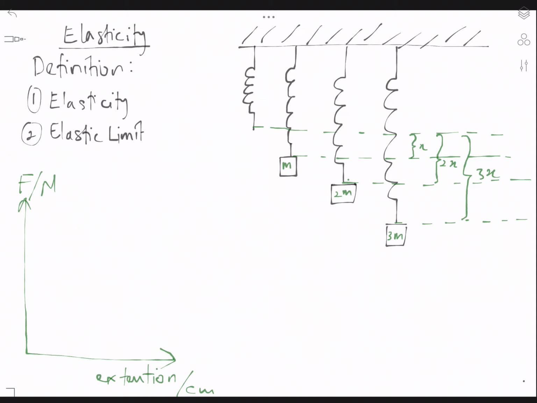Our next topic is elasticity. There are two definitions that you need to know. The first one is elasticity, but I'm not going to write it for you. You have to listen carefully. I'm going to read it and then please jot it down in your notebook.